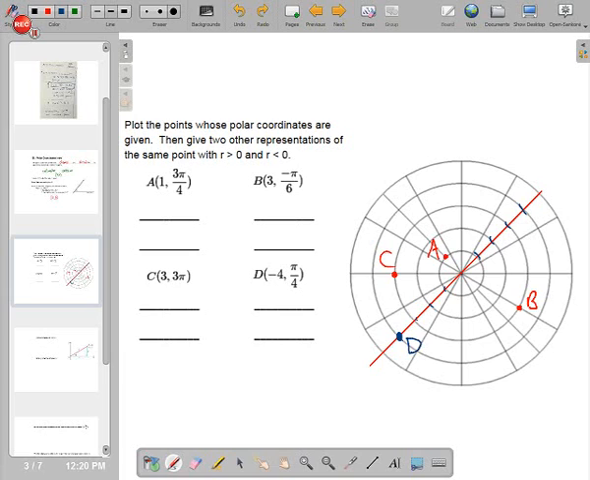So we can use this idea of the unit circle to write these in different ways, and there's a bunch of different combinations. I probably won't list them all. Like 1, 3 pi over 4. I could say that's the same as 1, negative 5 pi over 4.